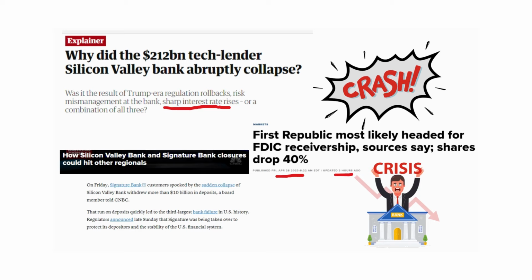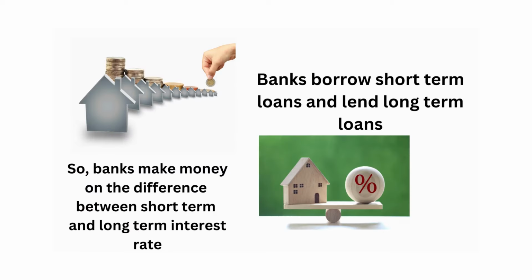Recently, we saw Silicon Valley Bank, Signature Bank, and today First Republic Bank went to bankruptcy. They failed. Why did banks fail? Why did they go out of business? First, let's see how a bank works.